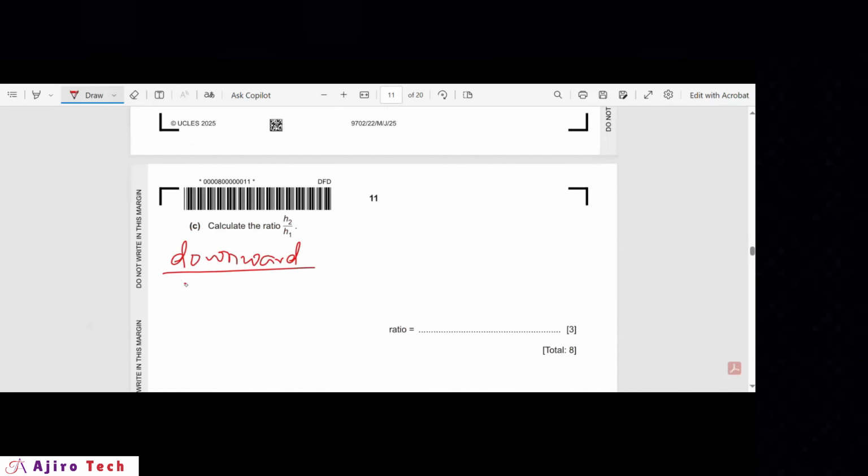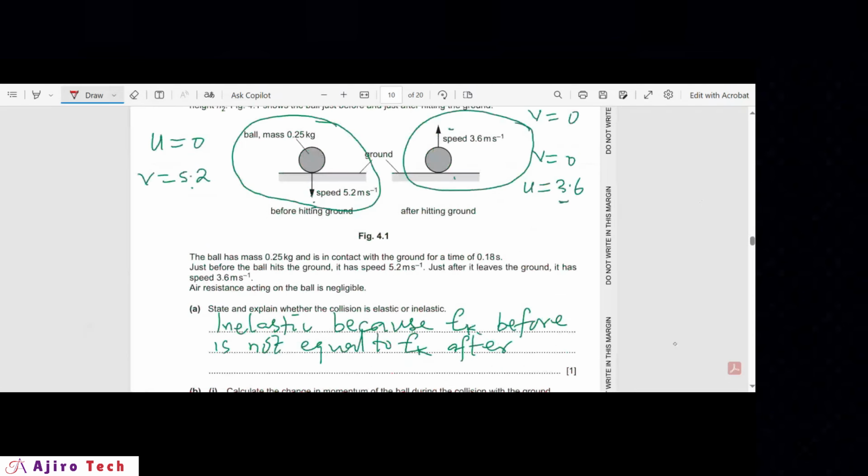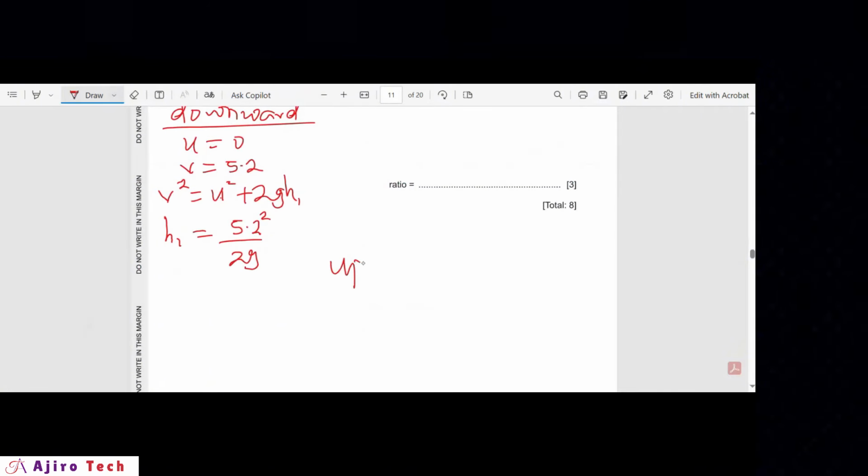For downward, u is 0. Our v is 5.2. So from here, v squared is equal to u squared plus 2gh. Let me call it h1, that's the first one. Meaning that our h1 will give me 5.2 squared over 2g.